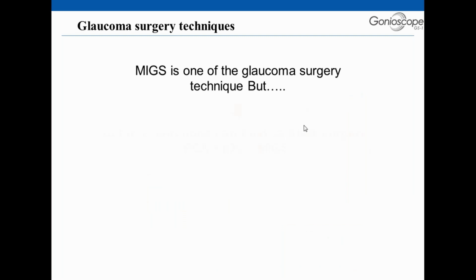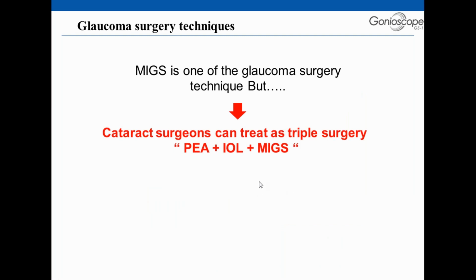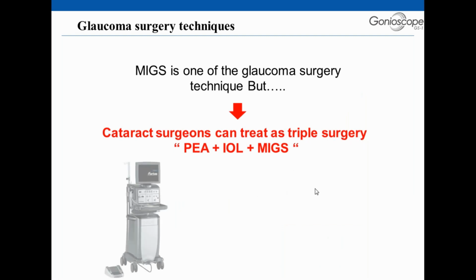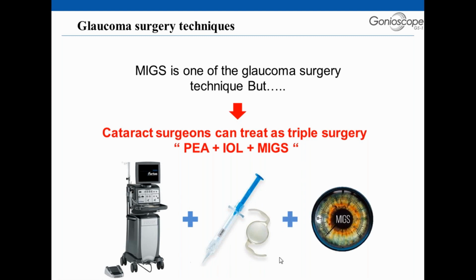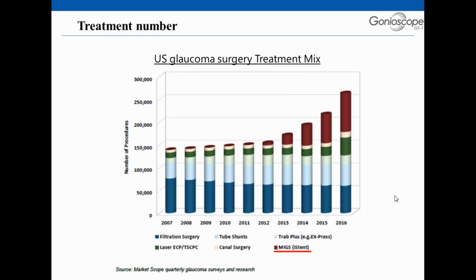So MIGS is one of the glaucoma surgery techniques. However, a cataract surgeon can treat it as triple surgery, which is phacoemulsification, IOL implantation, and MIGS. So here's the number of procedures, and if you look at the red bar, this is MIGS specifically for iStent. This is a dramatic increase from 2012 to 2016, and it is estimated to increase more in the future.